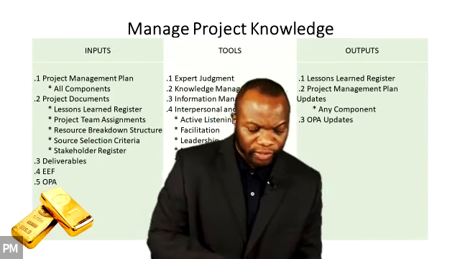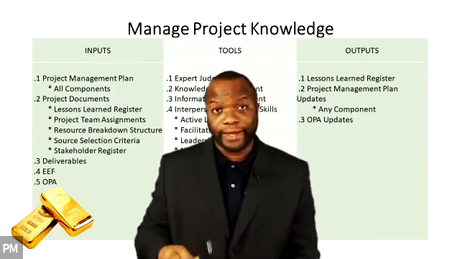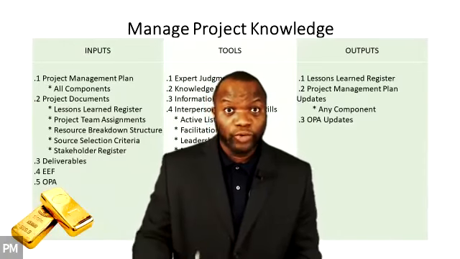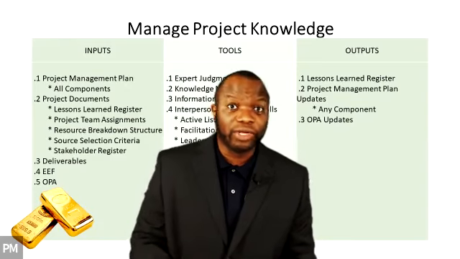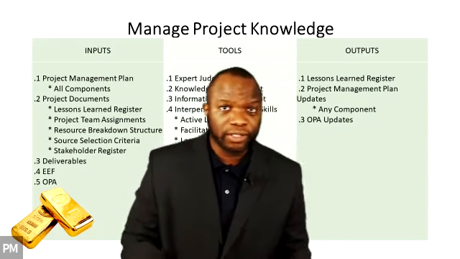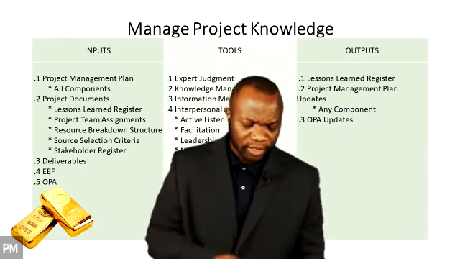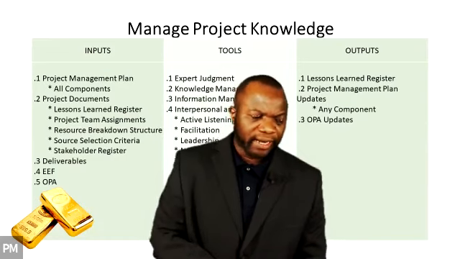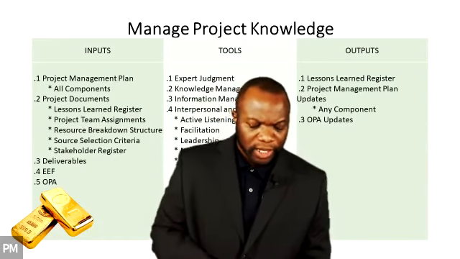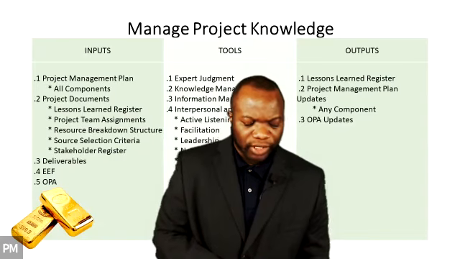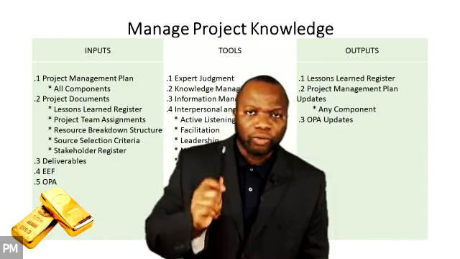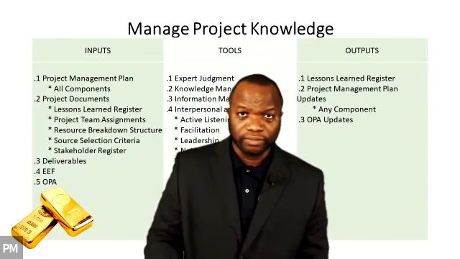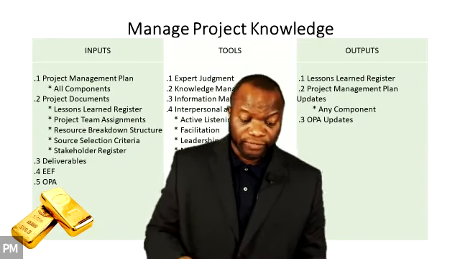By virtue of the project team assignments, you understand who is available to give you certain lessons learned, who is available to give you the knowledge to create the knowledge. You see what I'm saying? All right. Resource breakdown structure is the next one. And it says it includes information on the composition of the team and helps to understand which knowledge is available. See that? All this stuff is relevant.